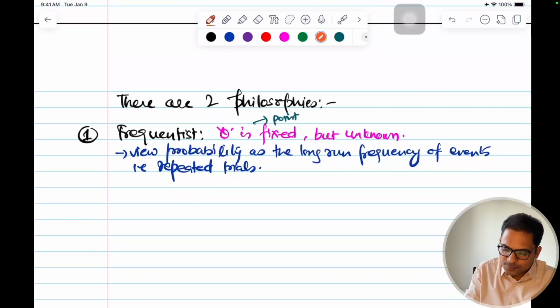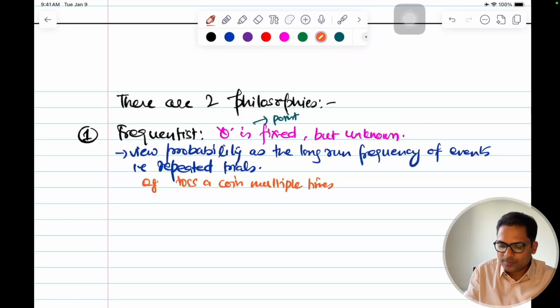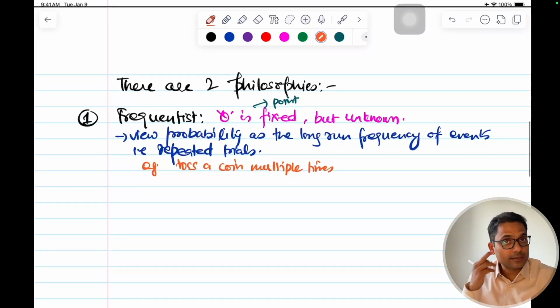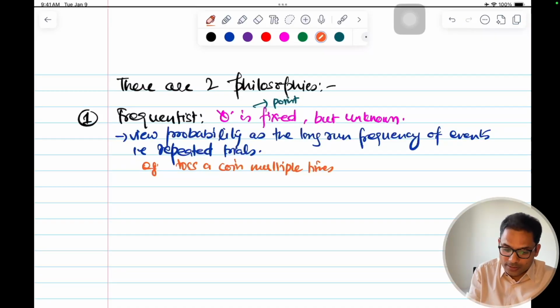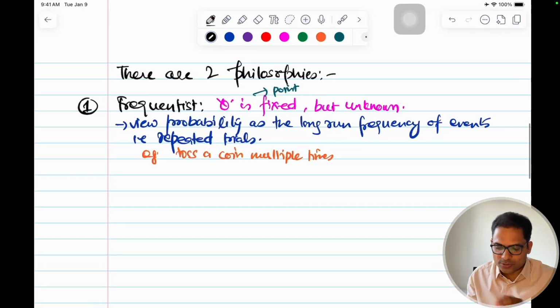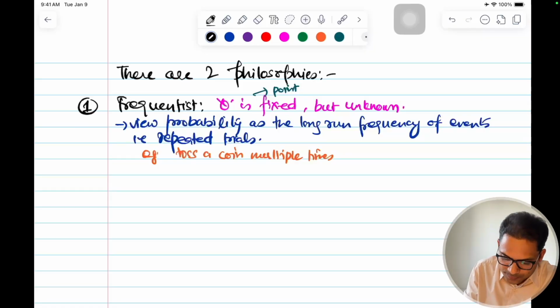For example, toss a coin multiple times, and then we count the number of heads or tails. I hope this is clear. This is the frequentist approach. We go long run, based on the frequency.